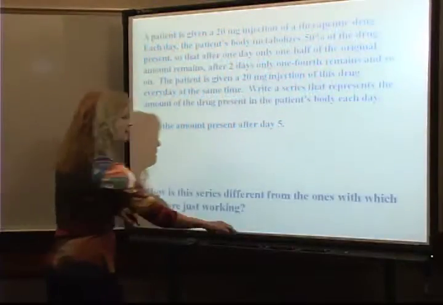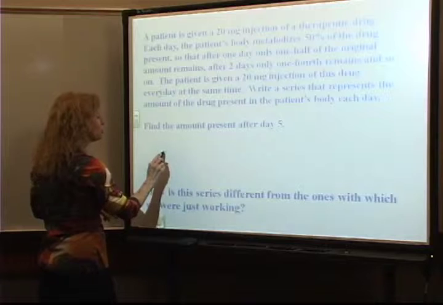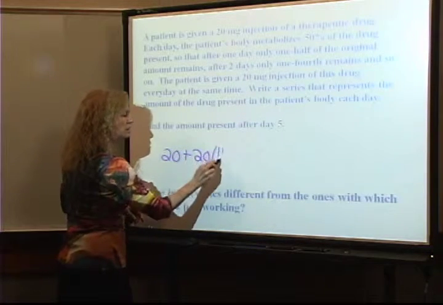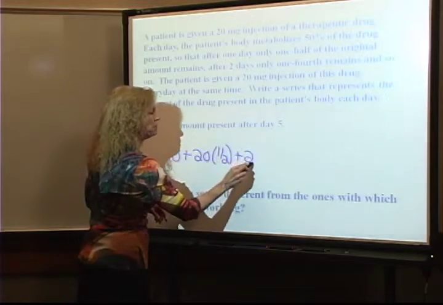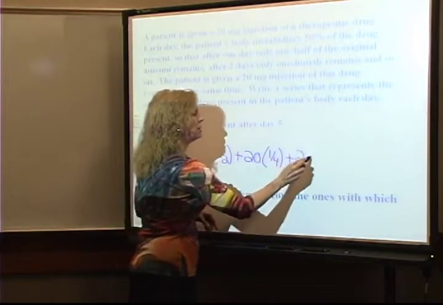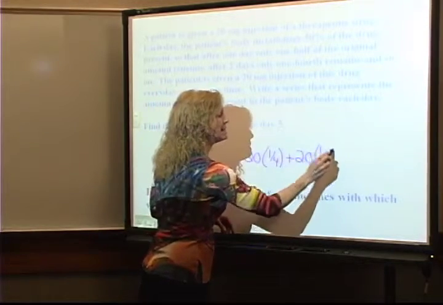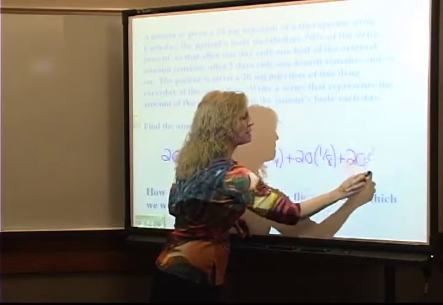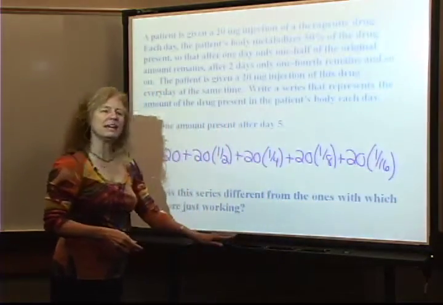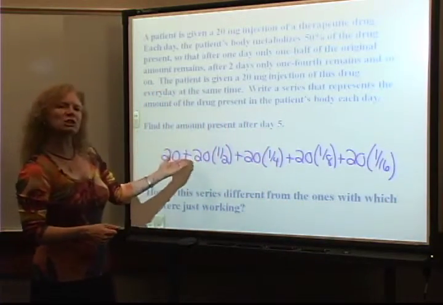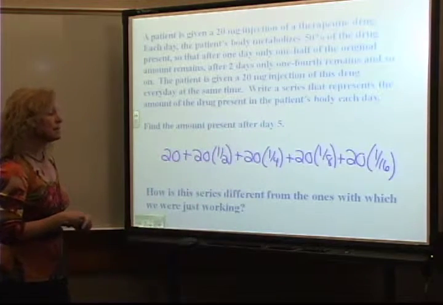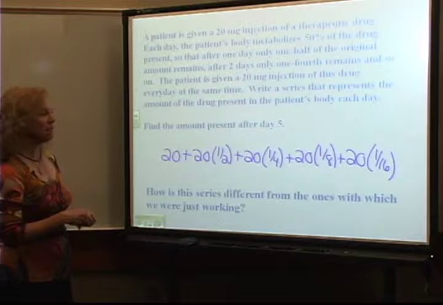Well, unfortunately, that hasn't come back up here, but you'll notice that what I had written was 20 plus 20 times a half plus 20 times a fourth plus 20 times an eighth plus 20 times 1/16. And the question would be, am I adding a certain amount to go from term to term in this sequence? And I think the answer is obviously no.